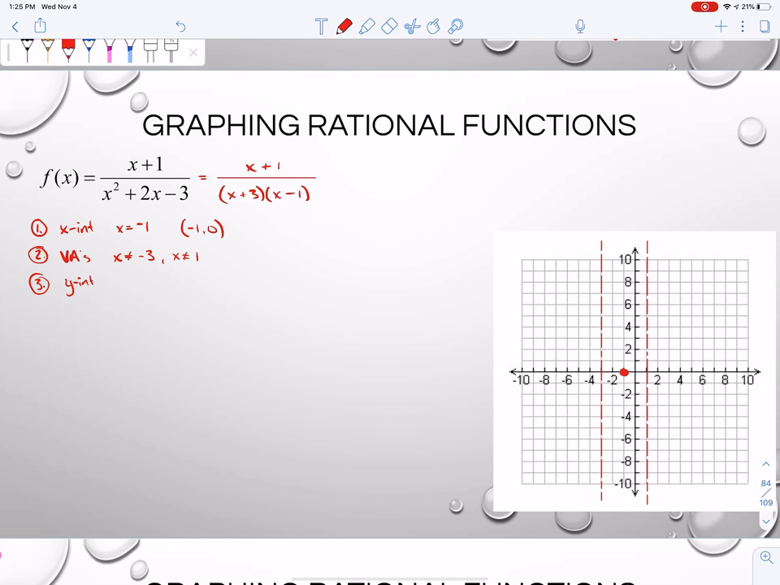Step 3, I'm going to evaluate and find my y-intercept. So I'm going to evaluate f of 0, and f of 0 in this case is going to be 1 over negative 3, or we get the point 0, negative 1/3, right? So I get a point somewhere about here.